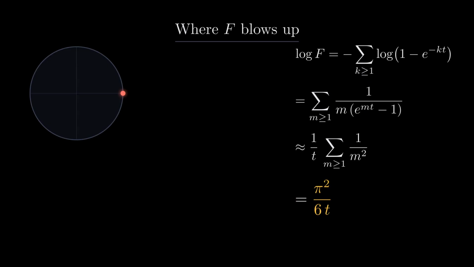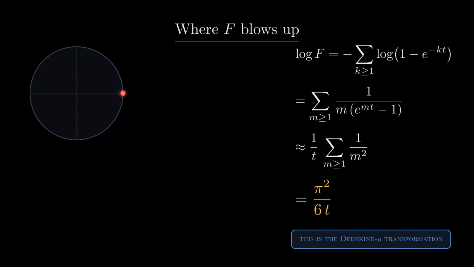This isn't a lucky accident. It's a deep symmetry called the modular transformation. It trades the wild behavior at q equals 1 for the tame behavior at q equals 0, where the product is easy. So, a question. The room is crowded with singularities. Which one actually controls the growth of p of n?